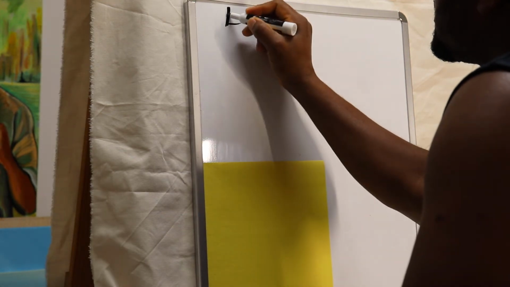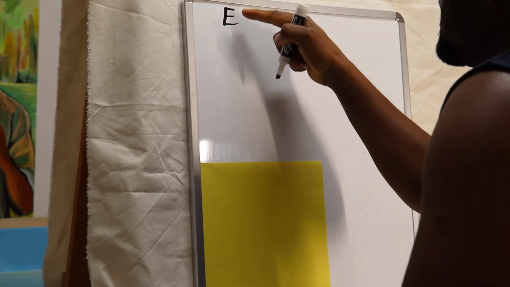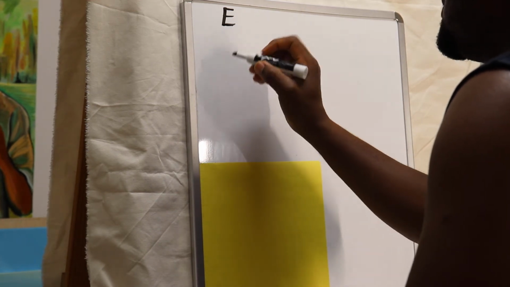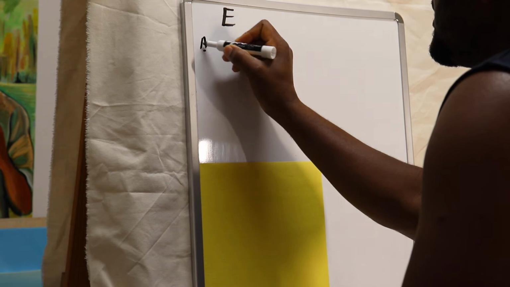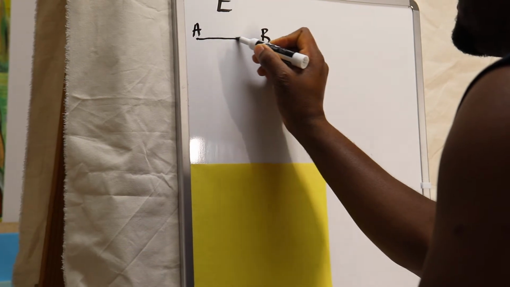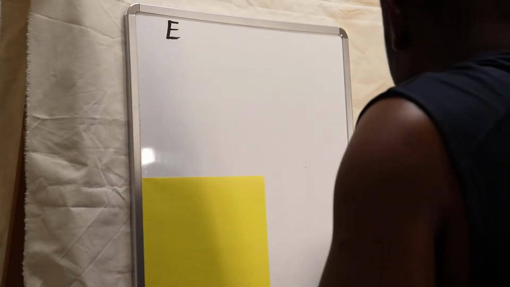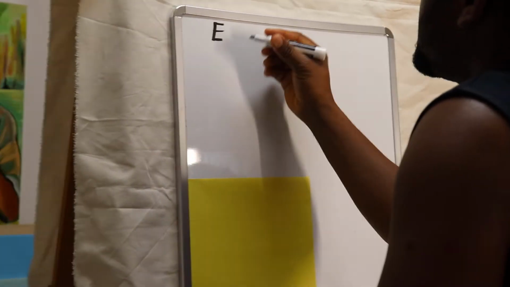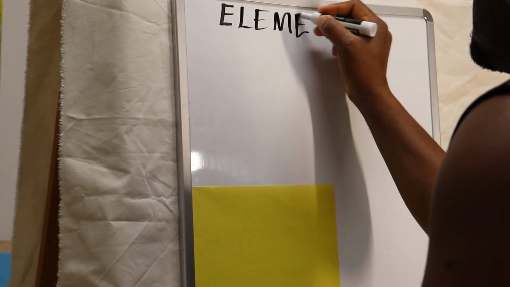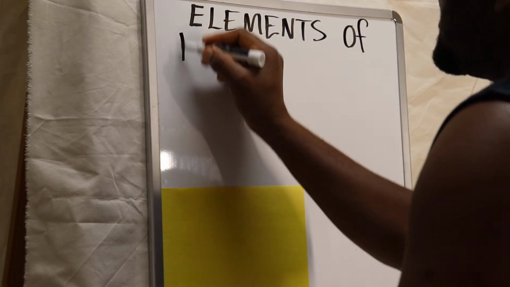Or I could just write out the word elements of design. We're also going to talk about the types of materials that are used to draw lines. Anything that you can use to make a mark. Connecting two dots. So you have a dot, which is A, and a dot, which is B, and you have a connection right there. Hence, you create a line from point A. And you also have imaginary lines. So we're looking at elements of design.